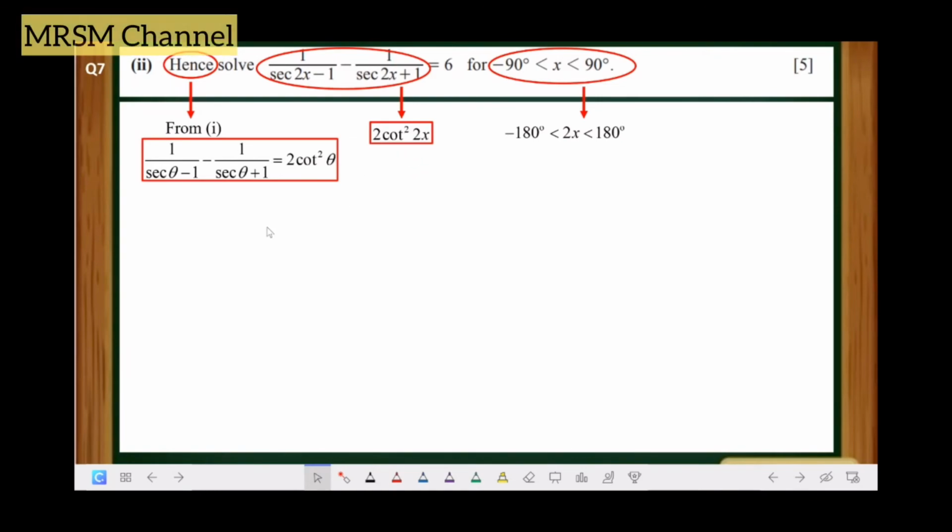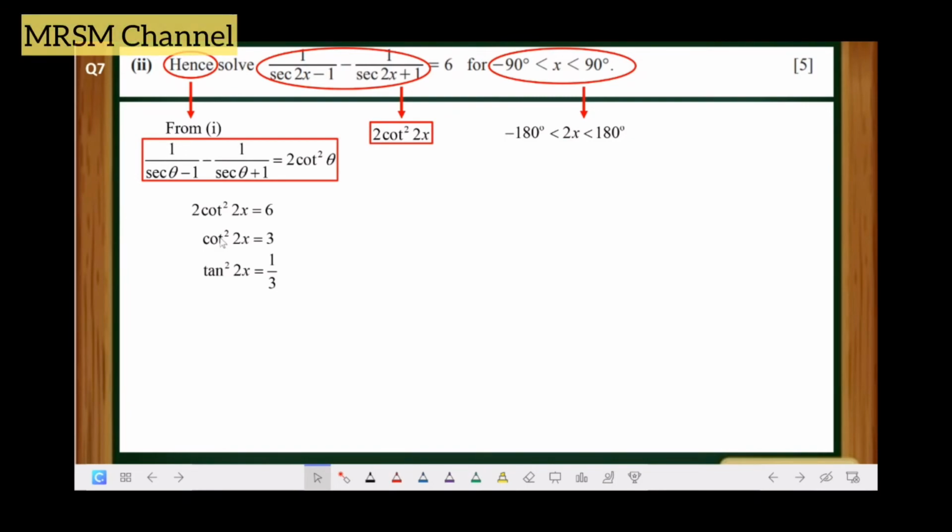Kita nak settlekan 2 cotangent square 2x is equal to 6. Okay, so therefore cotangent square 2x is equal to 3. How do you eliminate square? We square root both sides. So kita akan, cotangent ni dulu.